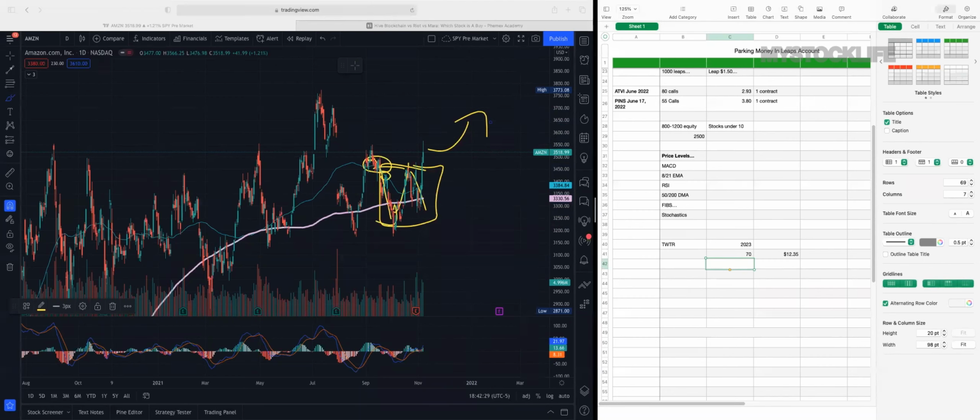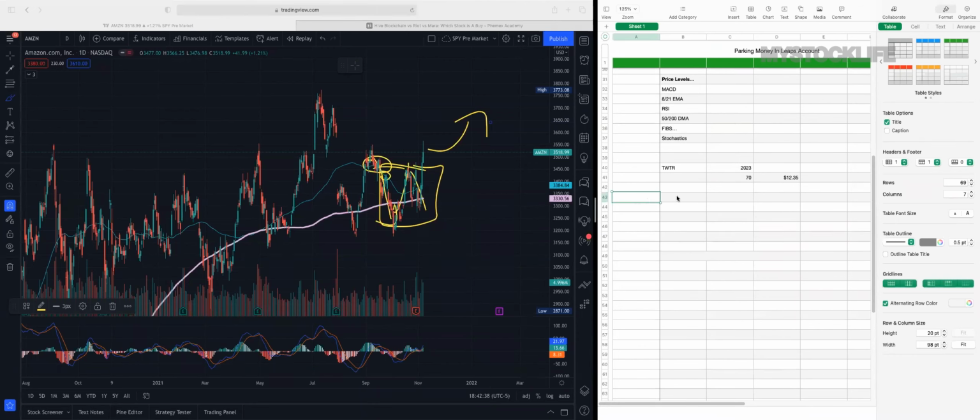Any other questions about LEAPS that I can answer? Basically, LEAPS give you flexibility to play around, right? That's what LEAPS basically are. Parking and finding LEAPS depends on the ticker and what you're looking at.